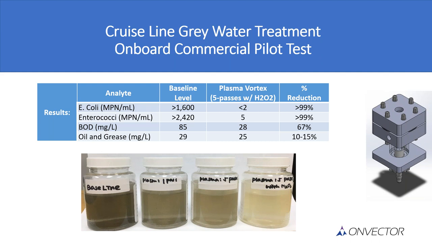So we tested and successfully completed a trial on board a cruise vessel. The BOD, the biological oxygen demand, was brought down. Essentially, oxidation occurred to and beyond the target levels. We tried three different configurations there: one pass through plasma, five passes through the reactor, and then five passes with a small amount of peroxide injected. There you see a very good clarification and the best results.